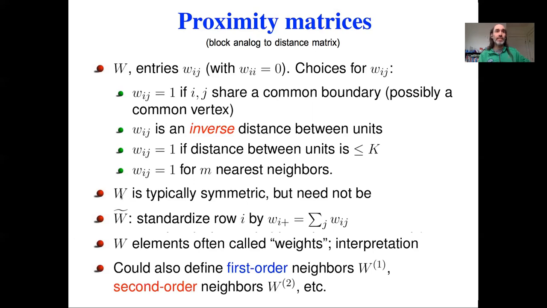It's worth noting that, like with our distance matrices, W is typically symmetric, but it doesn't strictly have to be. You could come up with ways of defining adjacency that are not strictly symmetric. You could have one place that considers someone else to be one of its m nearest neighbors, but when you move to that other location, it might have other places that are closer to it and might not consider the first place one of its m nearest neighbors.